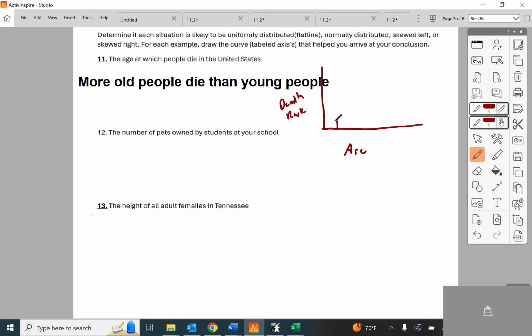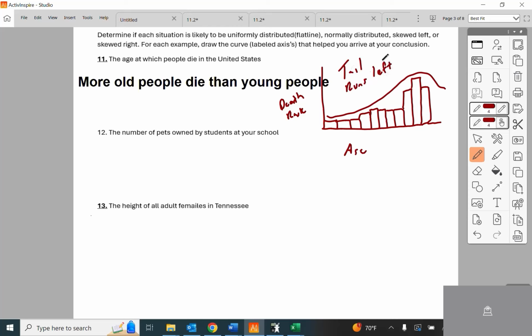You would expect that when people are young, there wouldn't be a lot of death. Might peak a little bit in your teenage years, get a little higher at 21, but then it's kind of stay there for a while until people get around their 40s and 50s, and then it's just going to start going up. Should look something like that. The tail runs left. So this is left skewed.